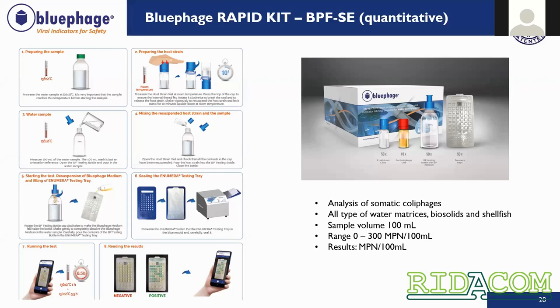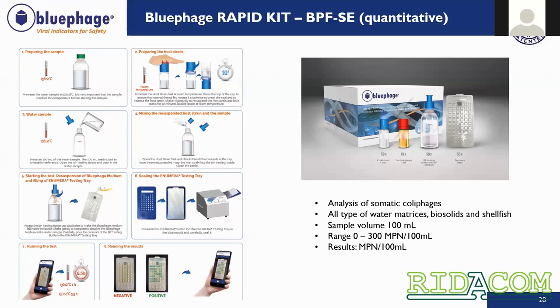So here you have two options to read the results. We have our MPN tables. You can do it manually, but you can also do it using our app, taking a picture at time zero and taking a picture after the incubation. It gives you the result. The result can be printed in a PDF report, or it can be exported in CSV, which is compatible with most LIMS systems.